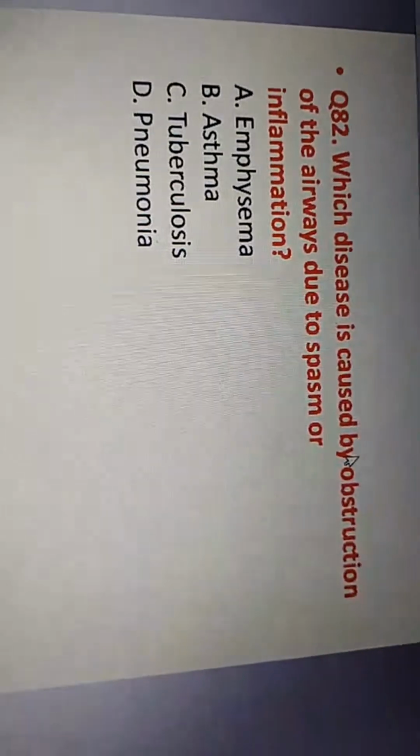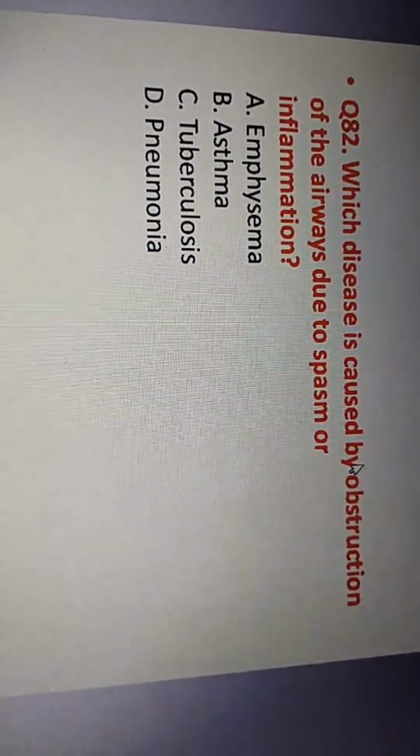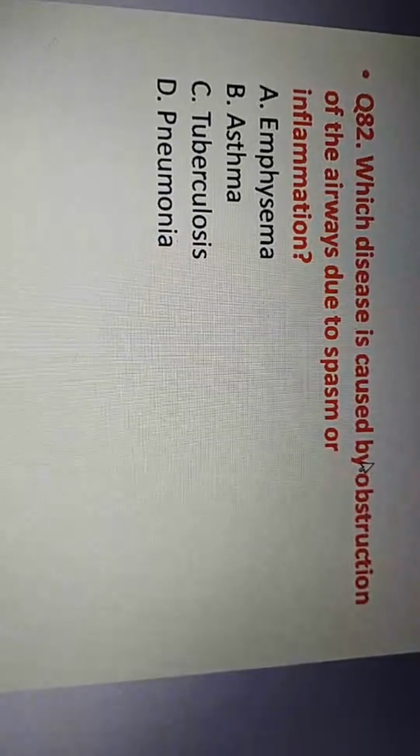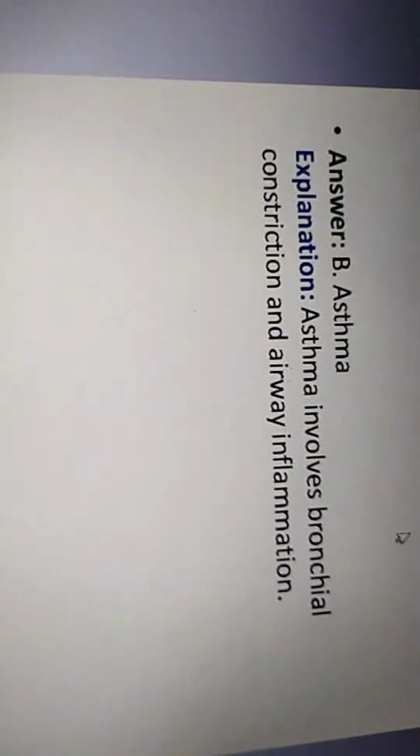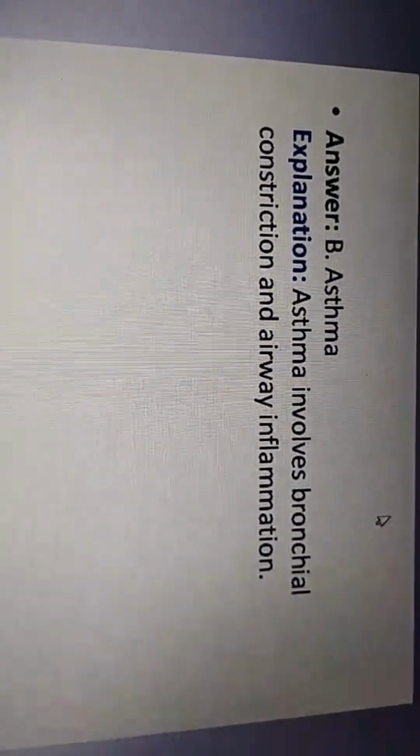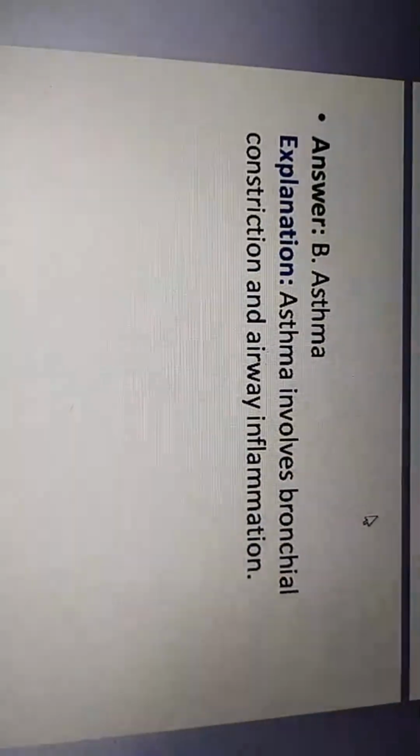Which disease is caused by obstruction of the airways due to spasm or inflammation? Option A, emphysema; option B, asthma; option C, tuberculosis; option D, pneumonia. The correct answer is option B, asthma. Asthma involves bronchial constriction and airway inflammation.